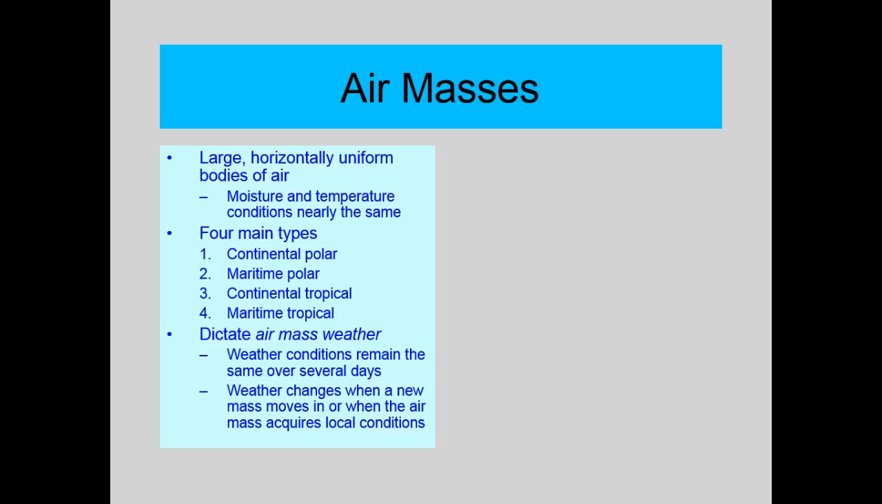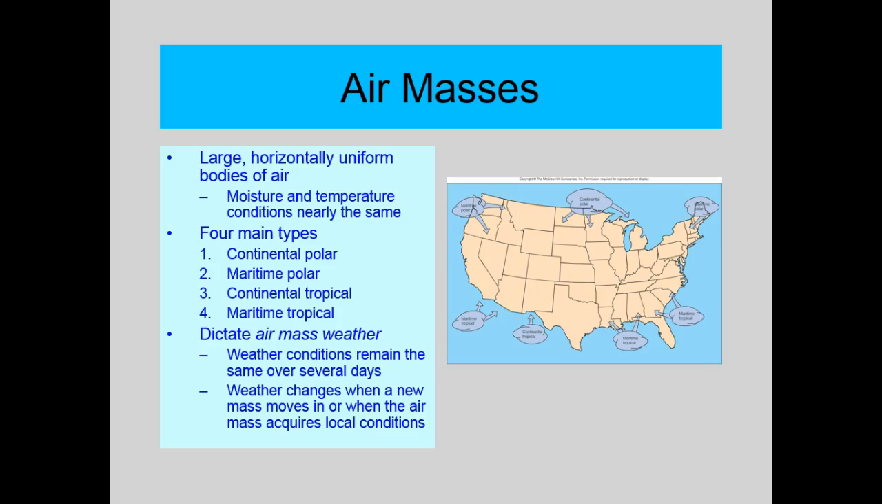The weather changes when a new air mass moves in or when the air mass acquires more local conditions. Like, when we get 70 degrees tomorrow, we should not be 70 degrees in February in Alabama. We shouldn't. That's maritime tropical sending us a lot of warm, moist air. When the amount of solar radiation we get is not enough to support that, it'll cool down gradually. Okay? So that's why it changes either when another mass comes in or when it re-equilibrates to local conditions.